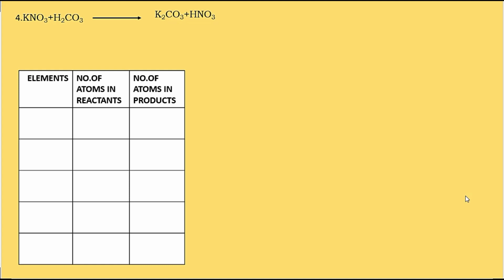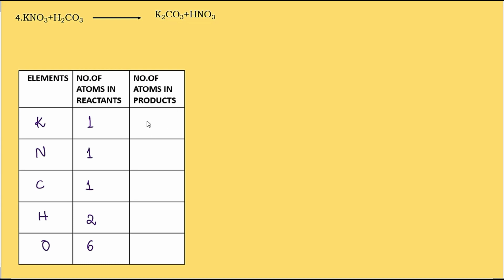Let's come to the fourth equation: KNO3 plus H2CO3 gives K2CO3 plus HNO3. So let's write down the number of elements in the reactants and products. You have potassium K, nitrogen, carbon, hydrogen and oxygen. Let's calculate the number of atoms in reactants. Potassium has 1 atom, nitrogen has 1 atom, carbon has 1 atom, hydrogen has 2 atoms and oxygen has 6 atoms.